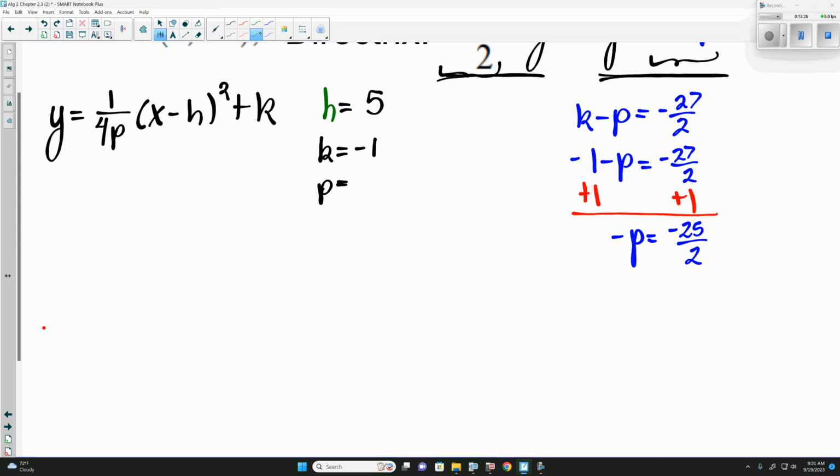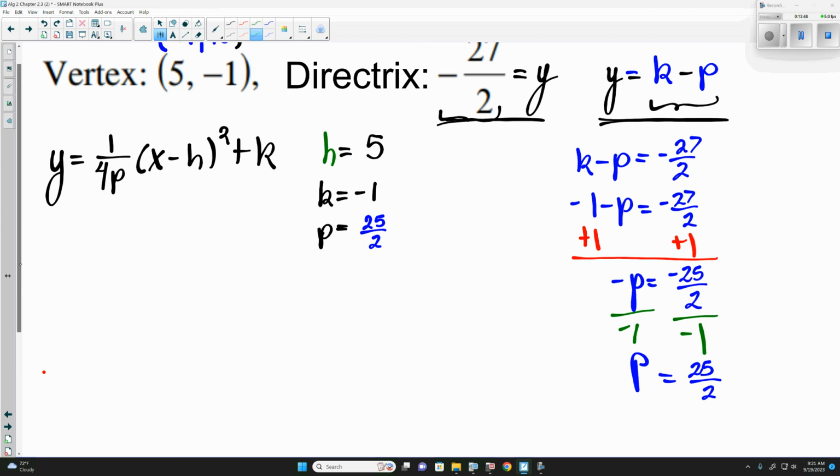Now at this point we can divide both sides by negative 1, which negative p divided by negative 1 is just p, 25 over 2, because all we're doing is changing the sign. It's going to be 12 and 1/2, 12.5. But at this point, it's going to be easier to just leave it as a fraction. So that's it for finding h, k, and p.